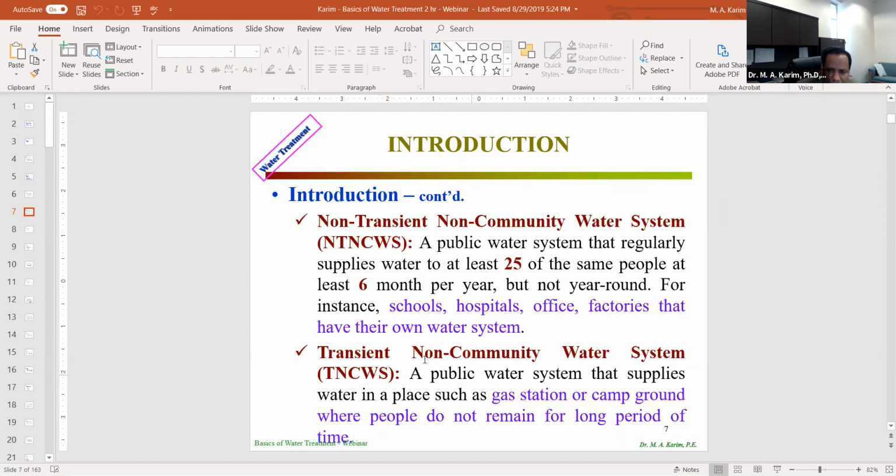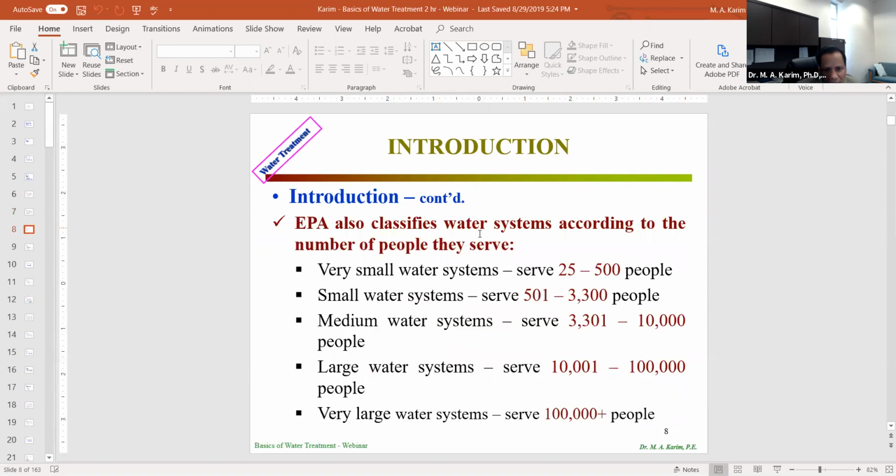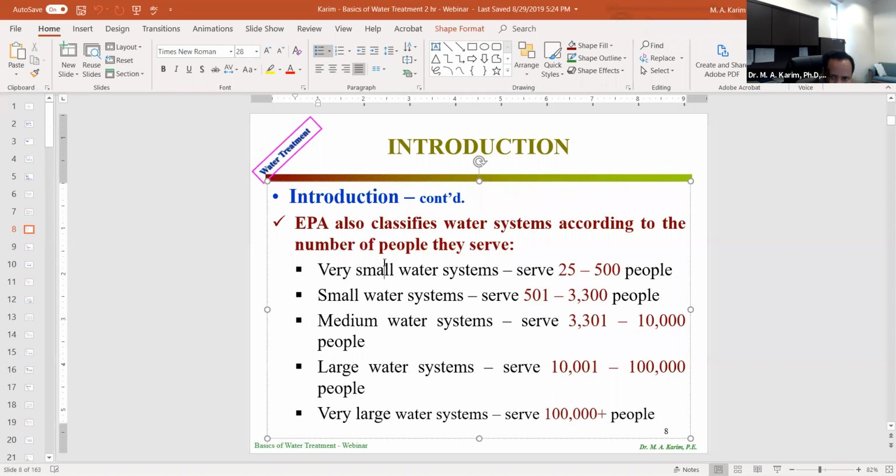The transient one is the transient non-community water system. So a public water system that supplies water in a place such as a gas station or campground, where people do not remain for a long period of time. So these are different types of definitions of the water supply system, right? Water system. So here is the classification of the water systems.